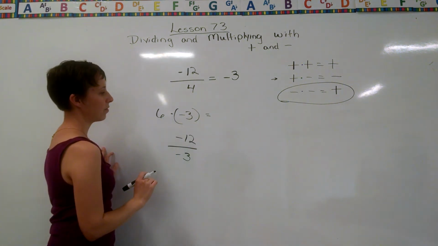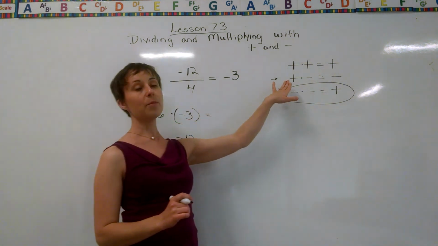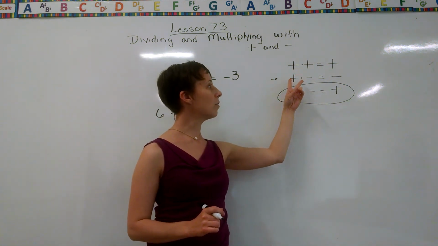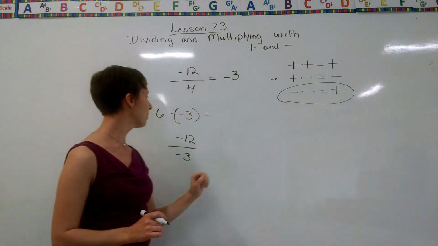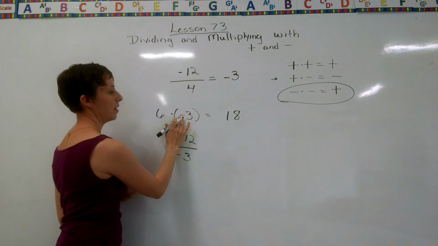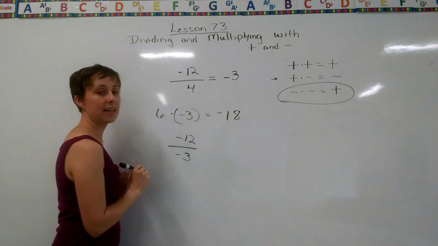Let's look at it with multiplication. 6 times negative 3. Again, I'm going to look here. I have a positive number and a negative number. Doesn't matter the order. Either way, I'm going to have a negative answer. 6 times 3 is 18. But it's a negative 3, so it's a negative 18.